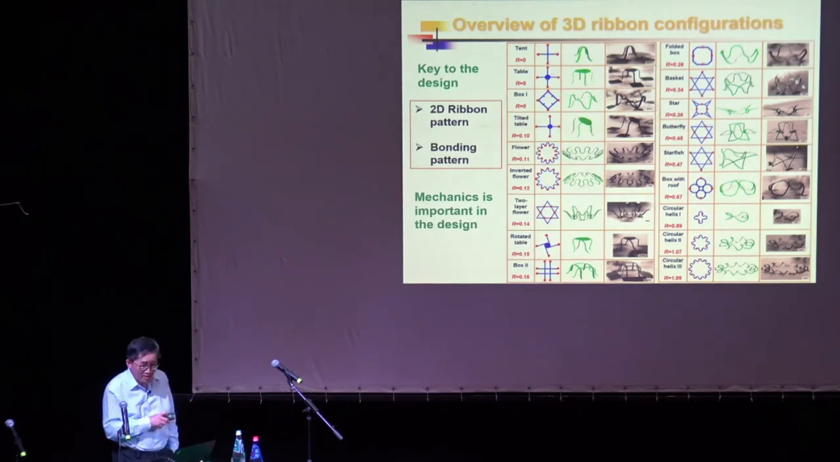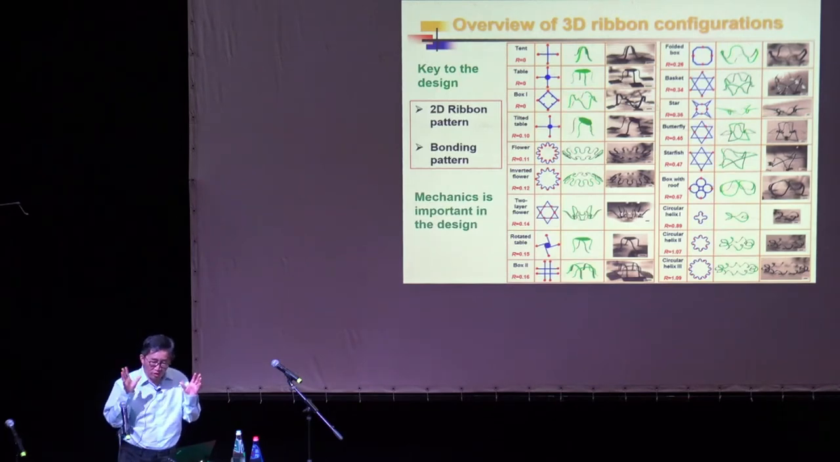So I want to emphasize that in this pattern design, the ribbons and those bonding sites marked by the red dots are both important. For example, see the pattern here. This is two triangles, but with six bonding sites in the middle, you generate this two-layer flower, theory and experiment. But with the same two triangles, if you put six bonding sites on the periphery, then it gets the shape of a basket, theory and experiment. Three bonding sites in the middle get the shape of a butterfly, and three bonding sites on the periphery, you get the shape of a starfish.